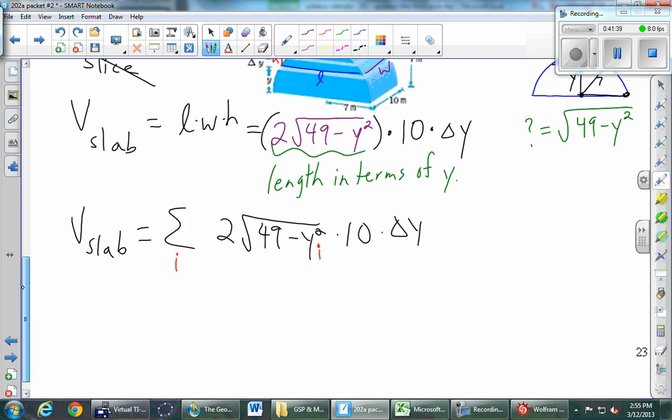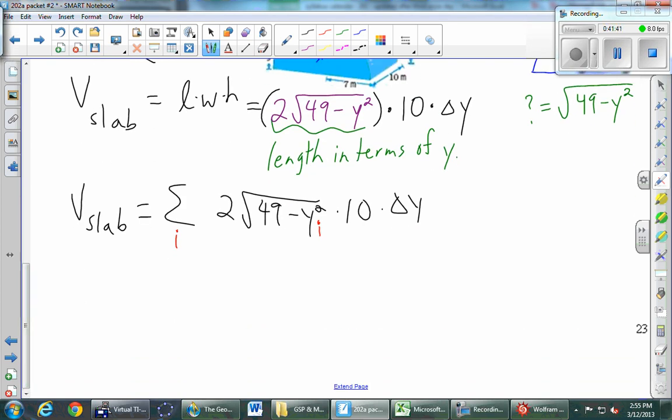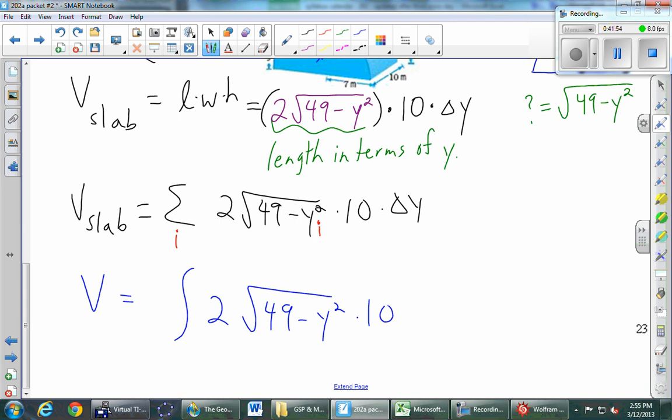Then we translate into an integral. So the volume is actually equal to the integral. We'll copy everything inside of that sum. Drop the silly i. Delta y becomes dy.